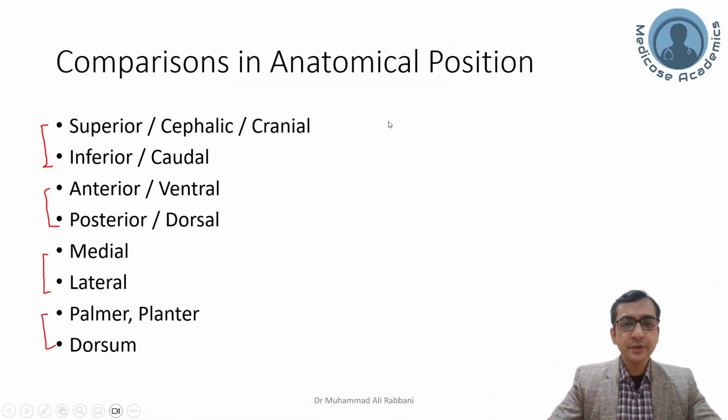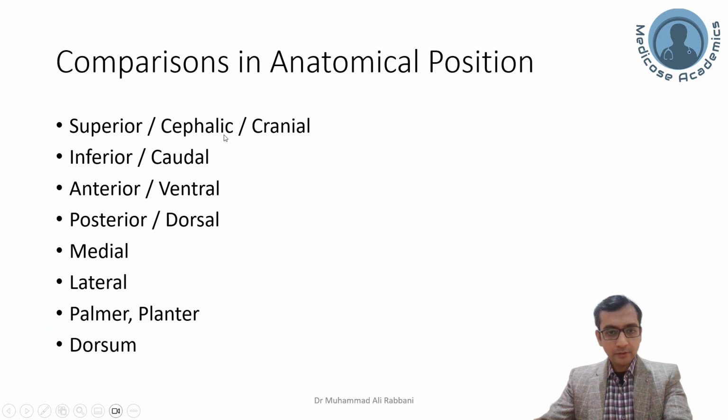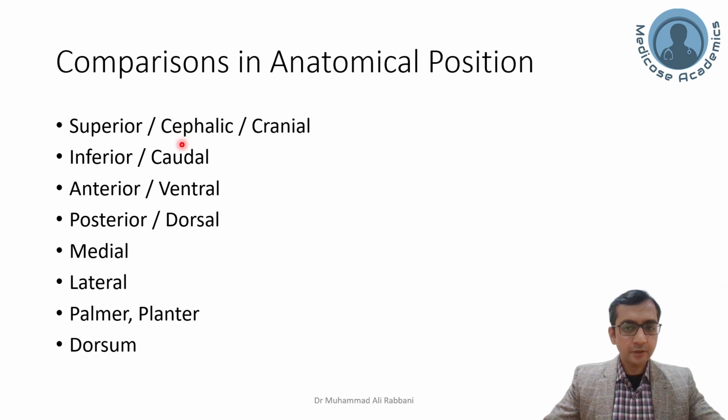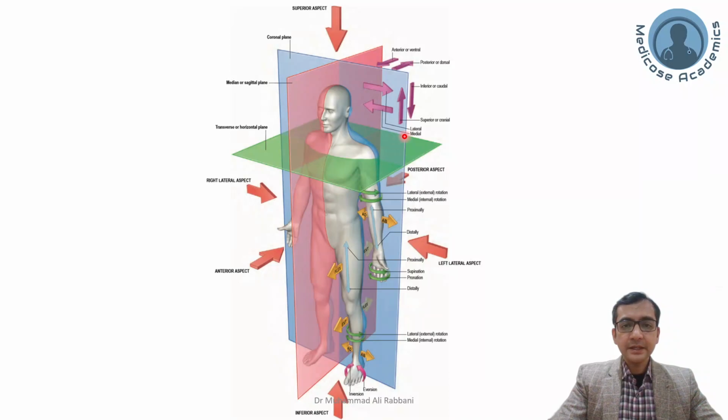Alternate names for superior and inferior are cephalic and caudal. Cephalic means near the brain, caudal means near the tail, and cranial is again another name for the skull vault and brain. So there is superior and inferior. Then comes the anterior and posterior.